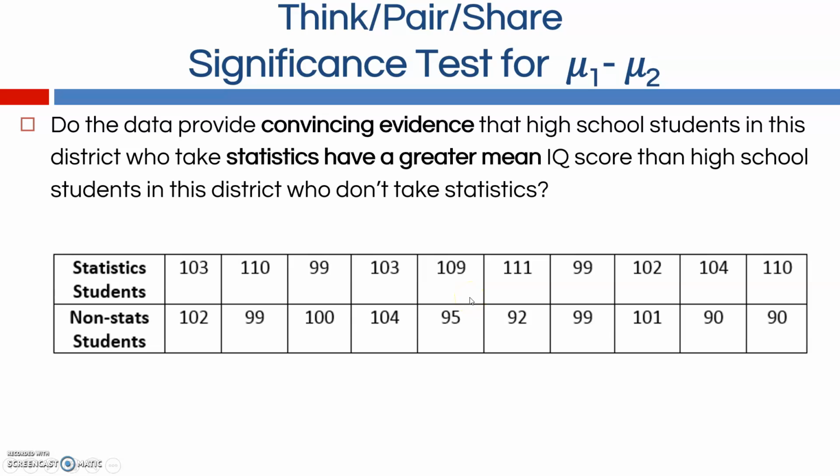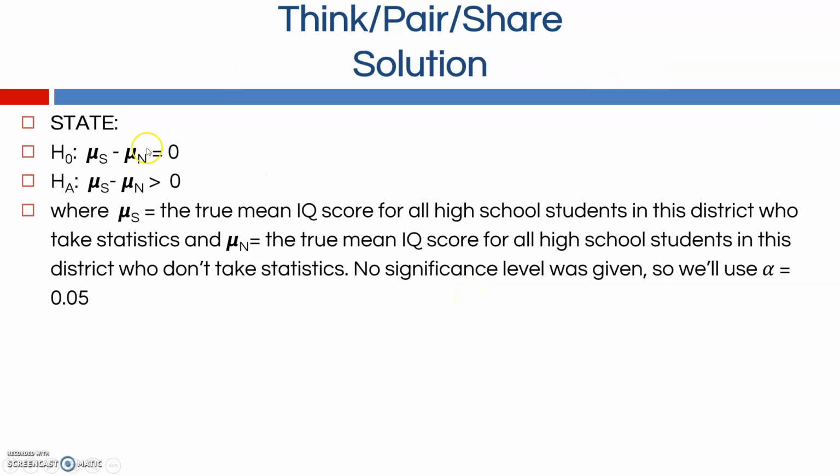All right, so let's go ahead and state. So I have mu s minus mu n equals 0. Of course, as I've said, you can say mu s equals mu n. The alternative is we think these stat students have higher IQ scores than non-stat students.